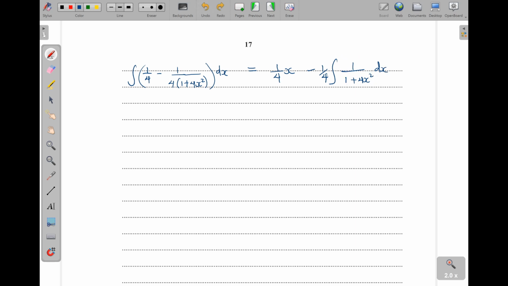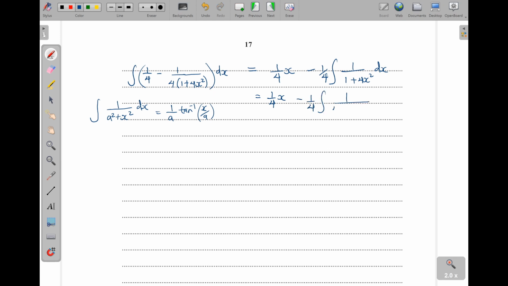That has to be an arctan. But for an arctan, we must have something like 1 over a squared plus x squared, dx. And then we say this is 1 over a, and then the arctan of x over a. You can check in the list of formulae, it is always given. But now, when you check this one, the coefficient of x squared is not 1. So what I need to do is to first factorize it out.